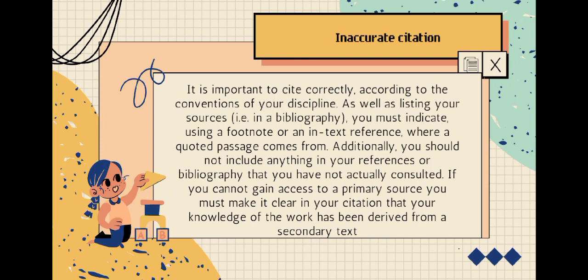Fifth is inaccurate citation. It is important to cite correctly according to the conventions of your discipline, as well as listing your sources. You must indicate using a footnote or an in-text reference where a quoted passage comes from. Additionally, you should not include anything in your reference or bibliography that you have not actually consulted. If you cannot gain access to a primary source, you must make it clear in your citation that your knowledge of the work has been derived from a secondary text.